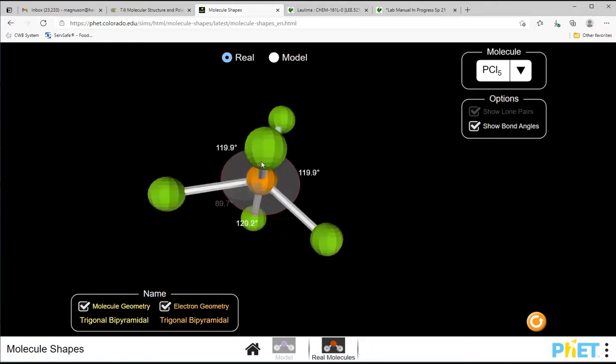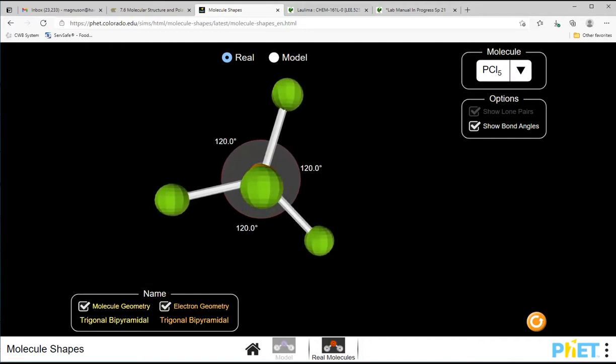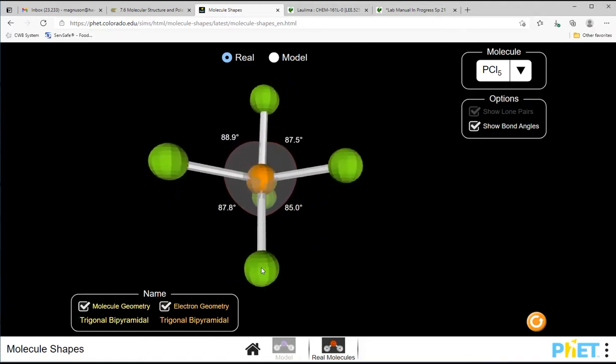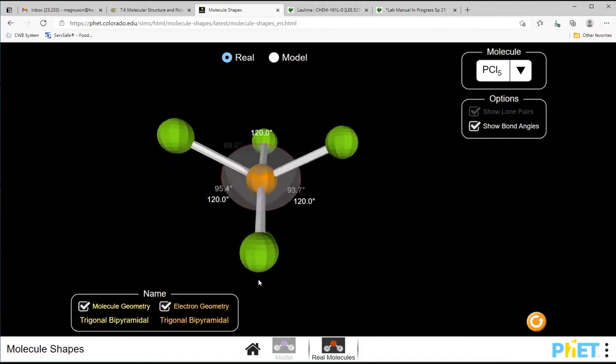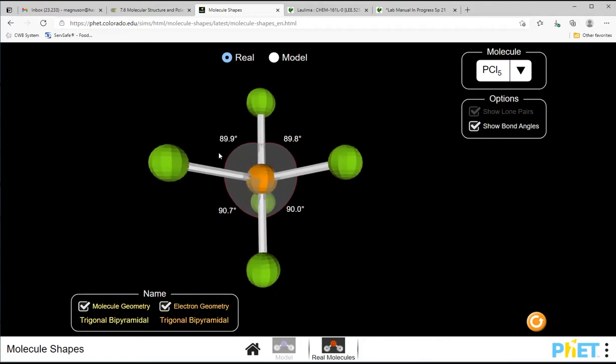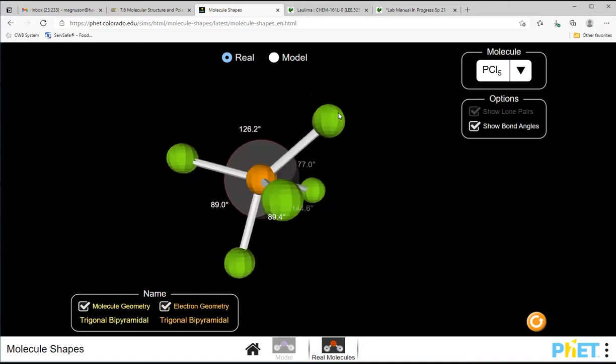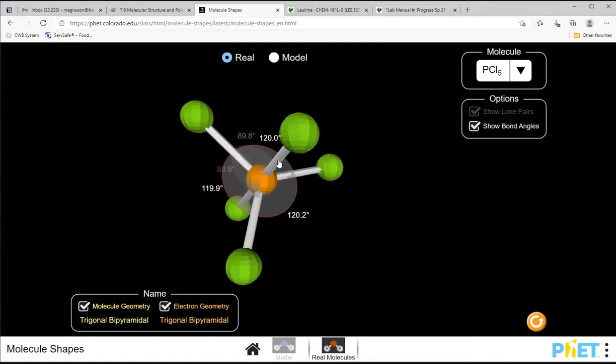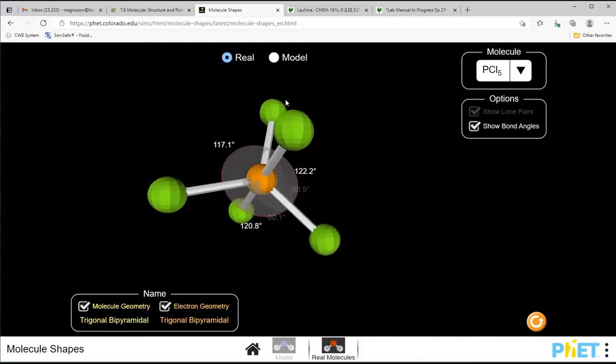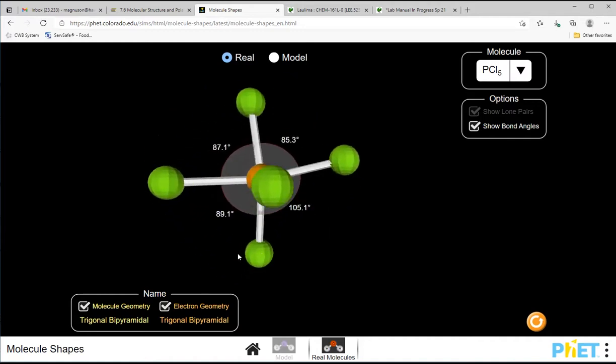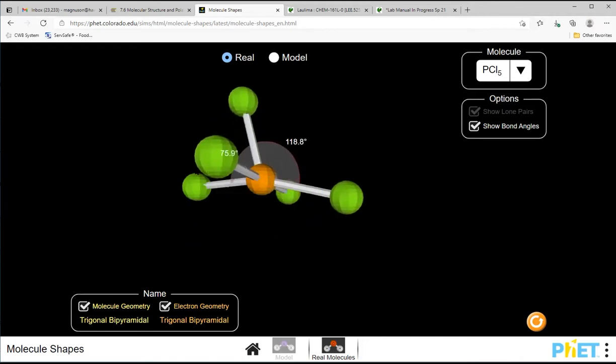You have the 3 in the equatorial position, like the equator, and those are 120 degrees apart. And then you have these 2 that are what they call axial, and those are 180 degrees apart, but they're 90 degrees from the equator, right? So you have 2 different types of bonds, 180 and 90. And so they call this trigonal bipyramidal. It's like 2 of the ammonia molecules stuck together, if you will. Trigonal bipyramidal.